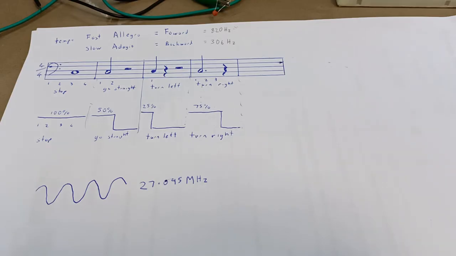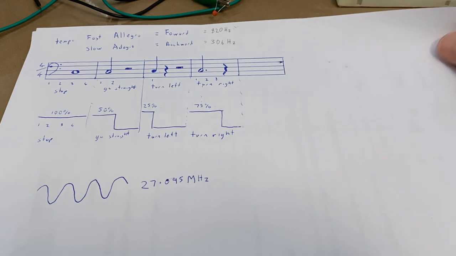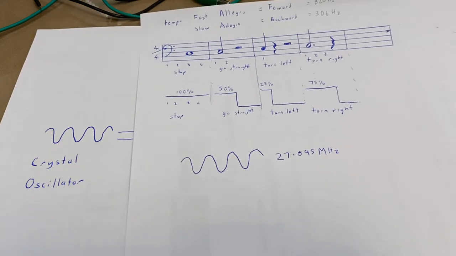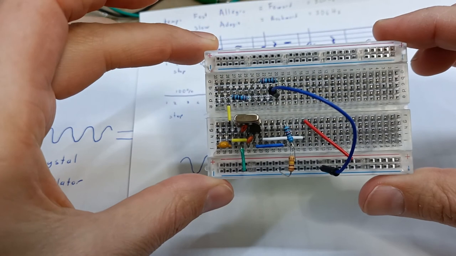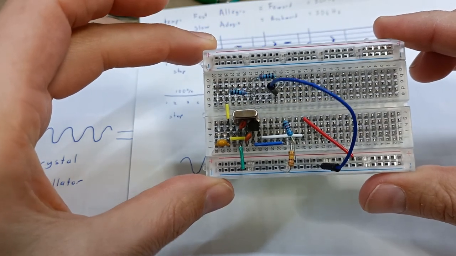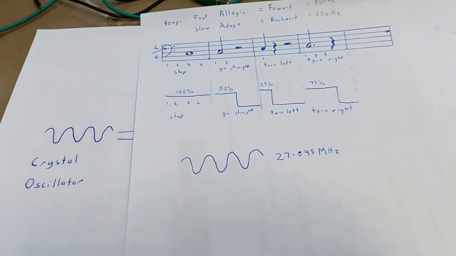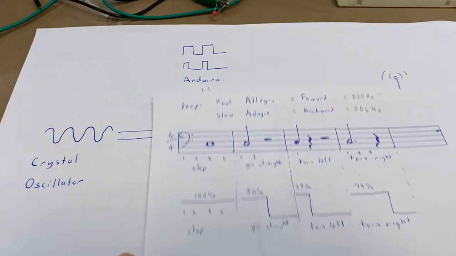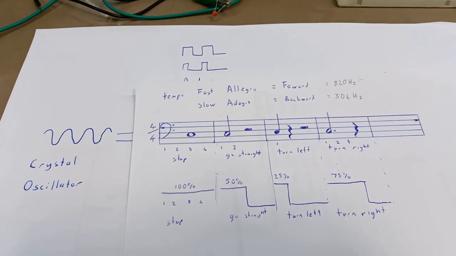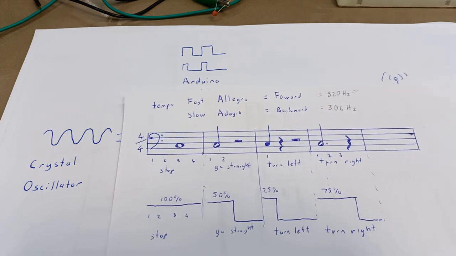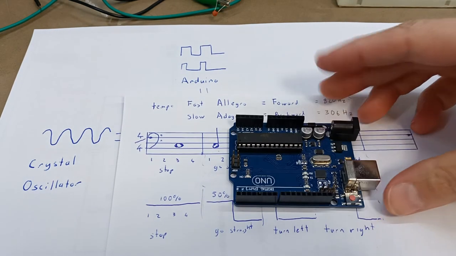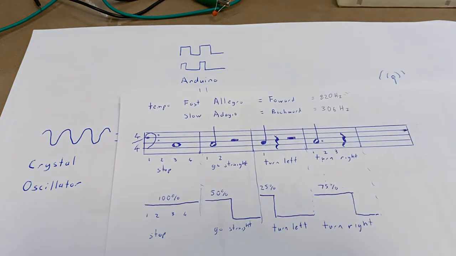So a question might be, could I build my own? And the answer is, yeah, you probably could. All you'd really need is something to generate the carrier frequency, and you could do that with a crystal oscillator. That doesn't look too bad, does it? And you'd need something to generate your different pulses. And Arduino is more than capable of doing that, so you could do that.